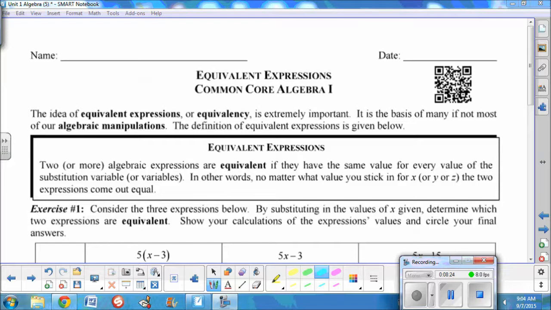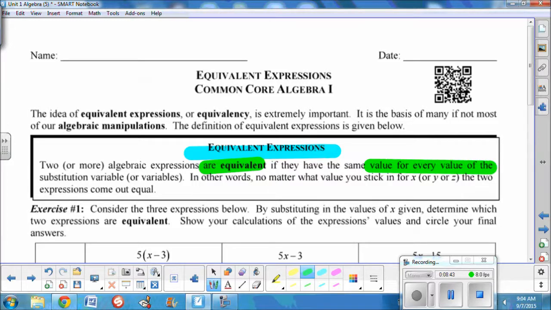Okay, equivalent expressions. Two or more algebraic expressions are equivalent, that term highlighted for us, if they have the same value for every value of the substitution variable or variables. In other words, no matter what you stick in for x or y or z, the two expressions come out equal.